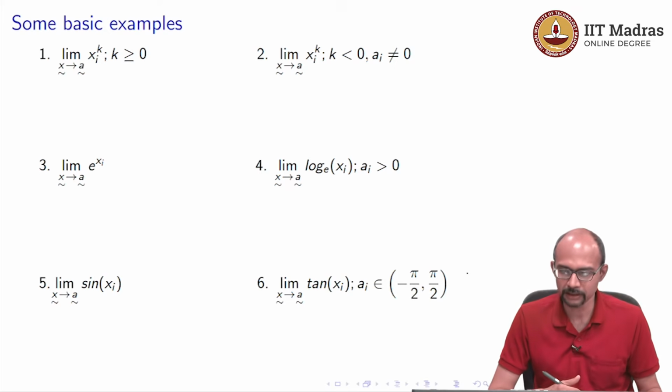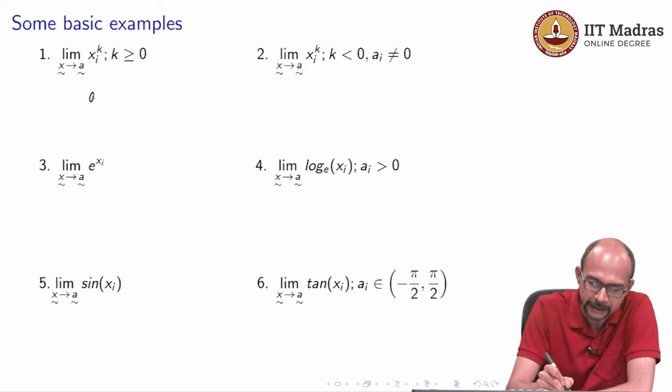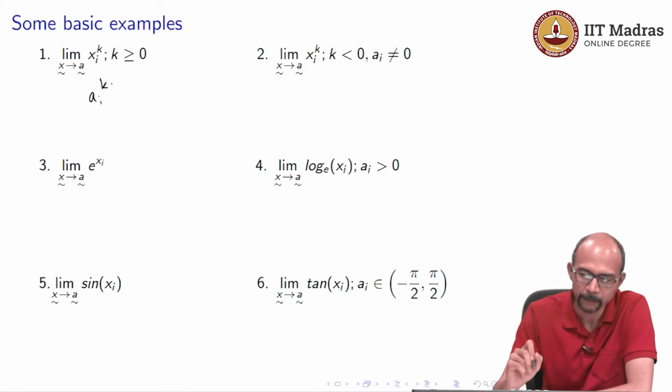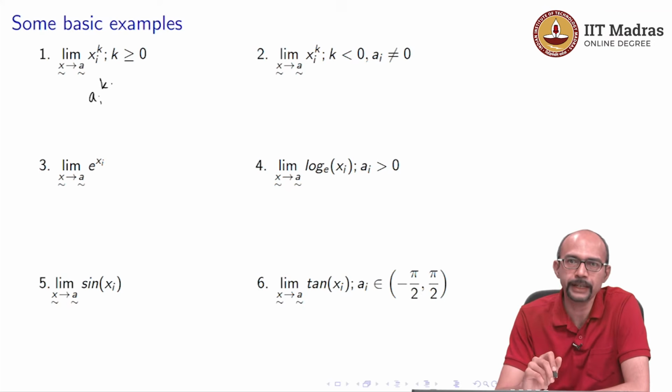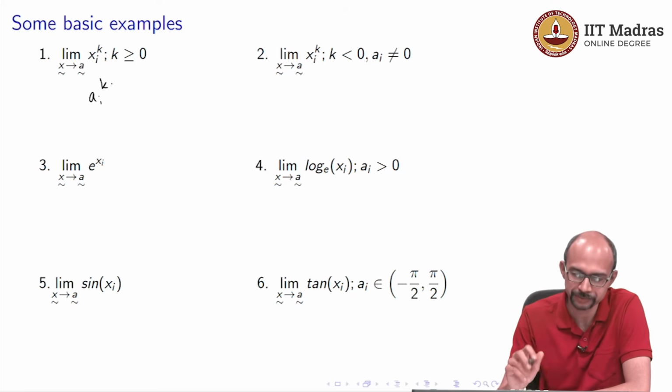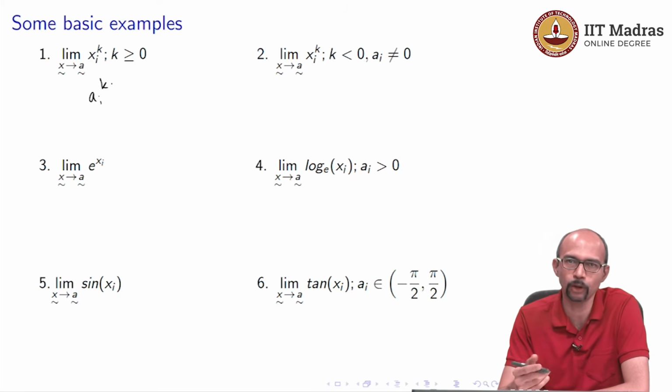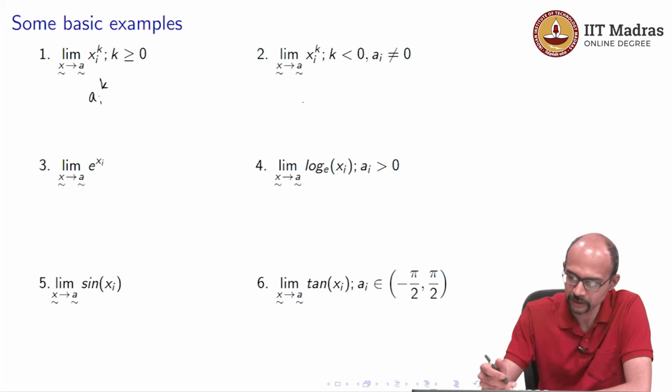Let us do some basic examples. So, this first limit is a_i to the power k. What is a_i? a_i is the ith coordinate of the vector a tilde. So, you look at that and raise it to the power k, and it is fairly obvious that that is what happens, because as x tilde tends to a tilde, you want x_i to the power k. Well, x tilde tends to a tilde means x_i is coming close to a_i, that means x_i to the power k is coming close to a_i to the power k.